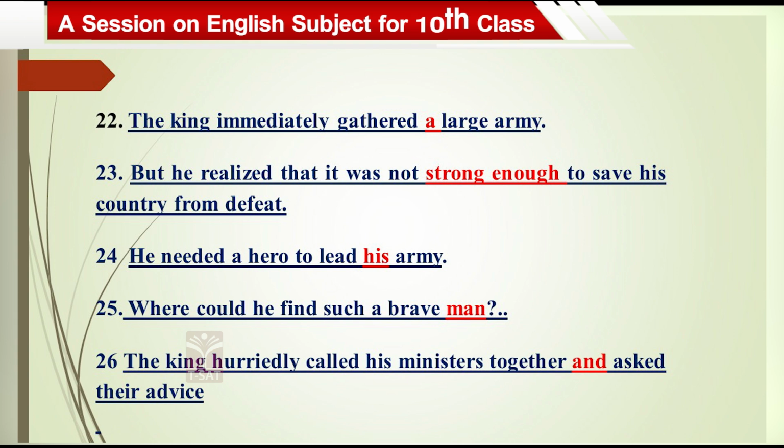And 'where could he find such a brave man' was given. At times, plural forms will also be given, so everything has to be checked. A man is there. And then the last one was also there. You need to check that. At times, the conjunction will also be checked.